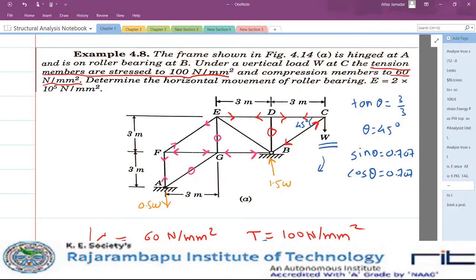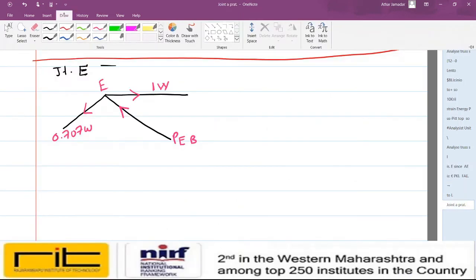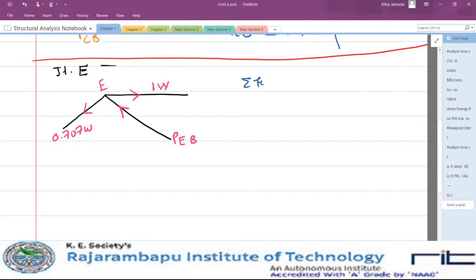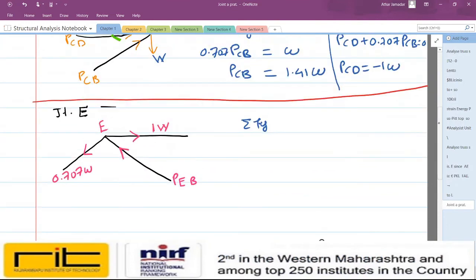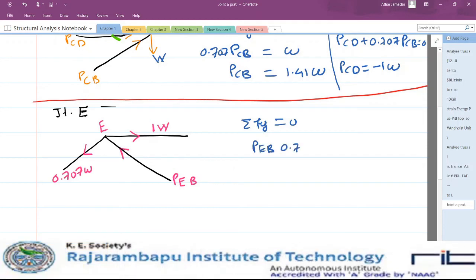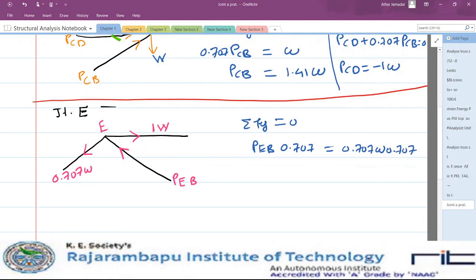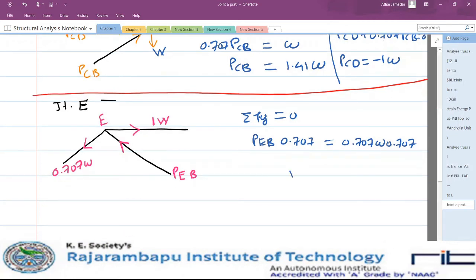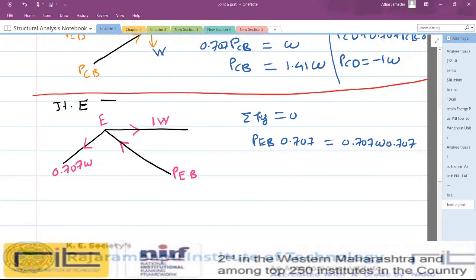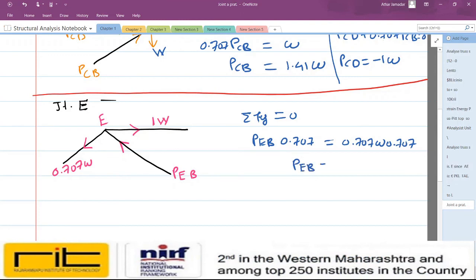Now we will directly go to joint E, summation of Fy is equal to 0. So PEB into 0.707 is equal to 0.707 times W into 0.707. So PEB is, I think, again the same, 0.707.